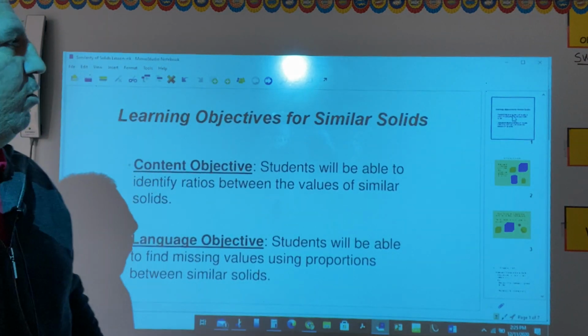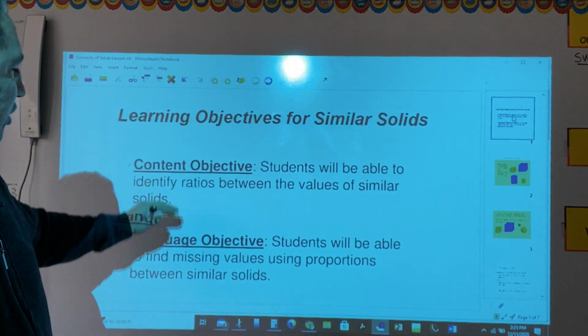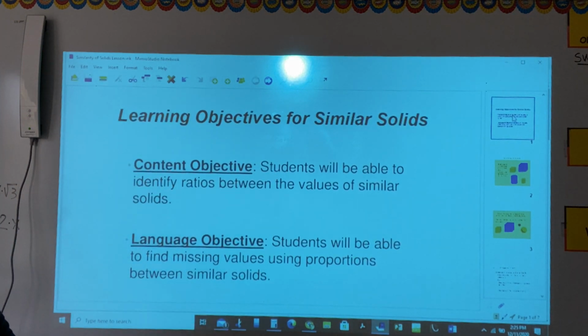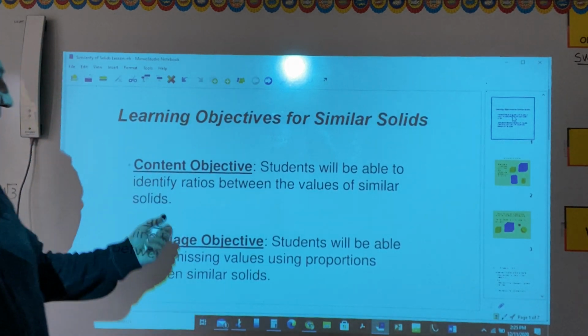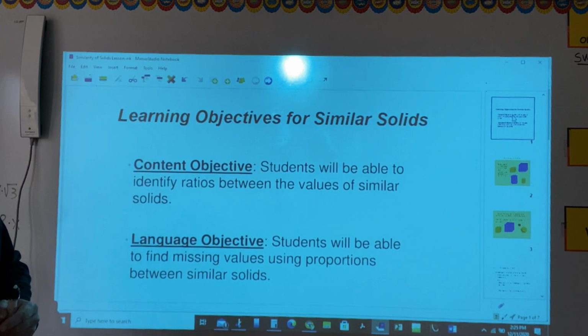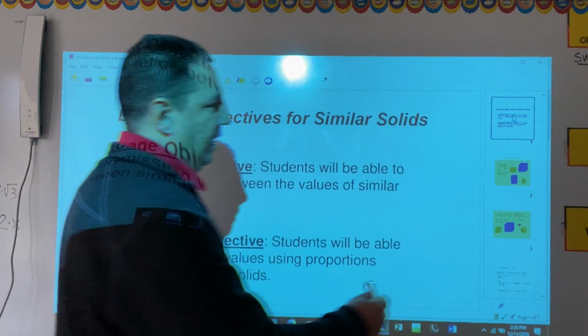Today we'll talk about similar solids. We have two main objectives. Students will be able to identify ratios between the values of similar solids, and students, as language objectives, will be able to find the missing values using proportions between similar solids.